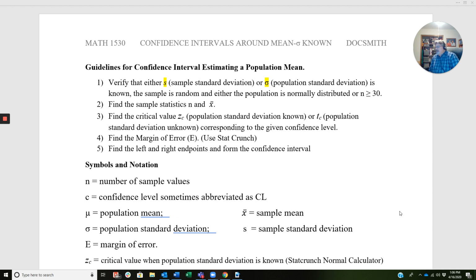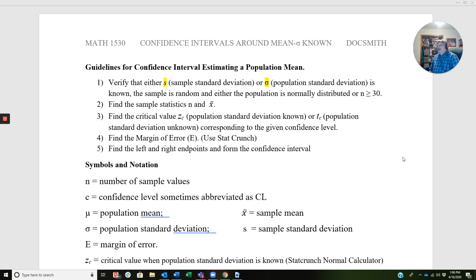I find the margin of error. The formulas for this are kind of squirrely, and some of you may have already used them while waiting for me to get this video, but I think when you see how this is done with StatCrunch, you're going to find it much more efficient. Then I find the left and right endpoints and form the confidence interval.